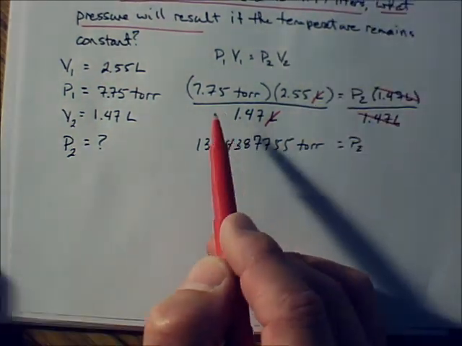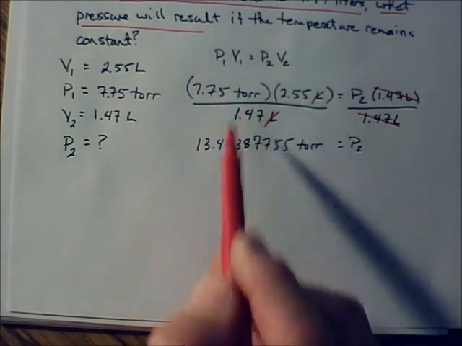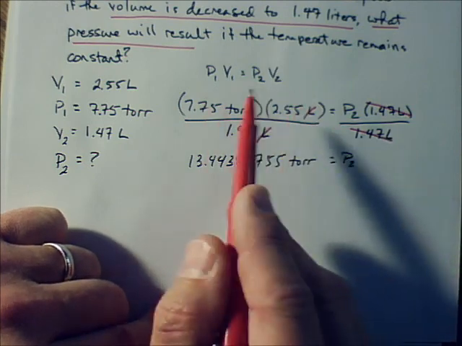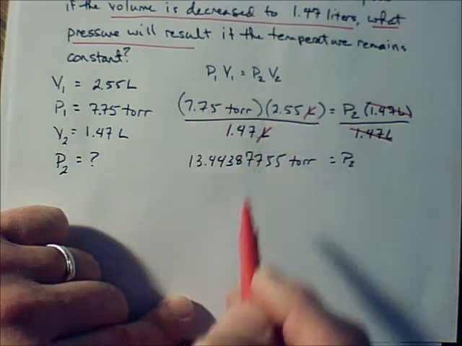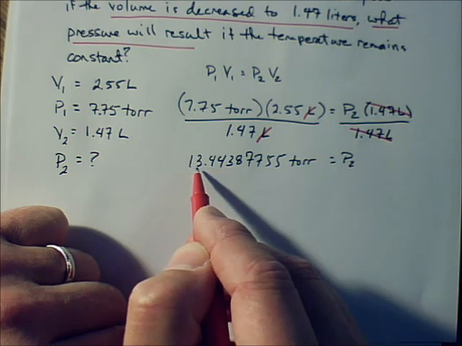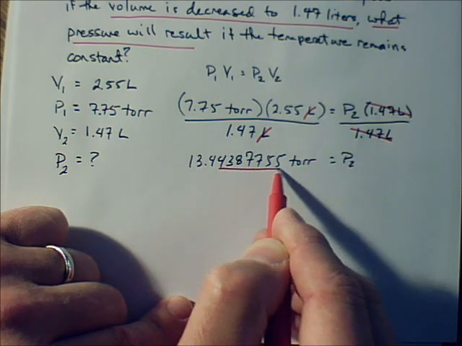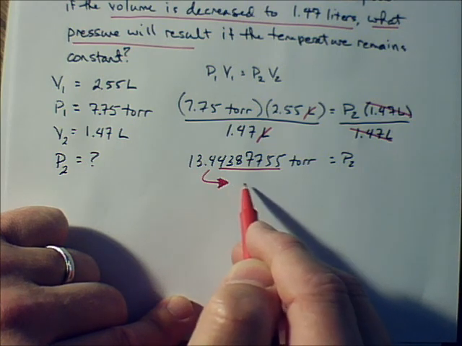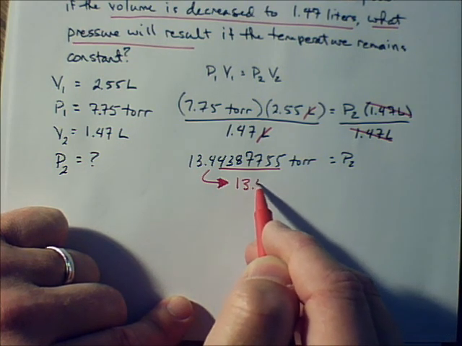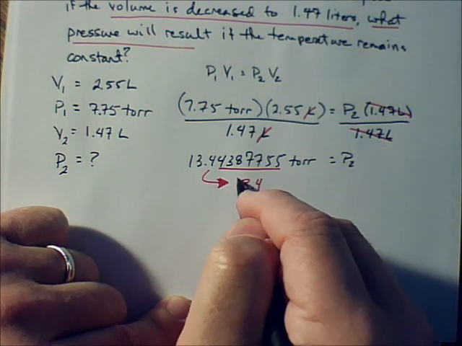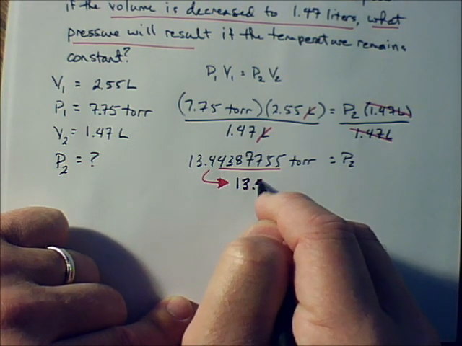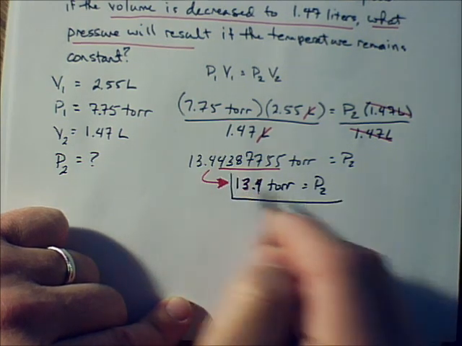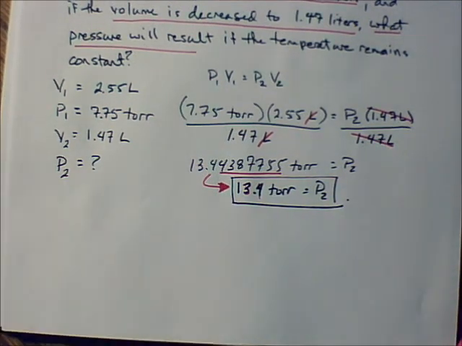So I look back in the problem and I see how many digits I have in each of these values. These are all measured numbers, so they're all going to matter here. So I have 3 in each of these numbers, so I need 3 in my final answer. So I'm going to underline everything after the first 3 digits, 13.4, and round it off, showing an arrow. Okay, and we have 13.4. Let's write that in black. 13.4 torr equals our pressure 2. That's what we're looking for, and we're done. Okay?